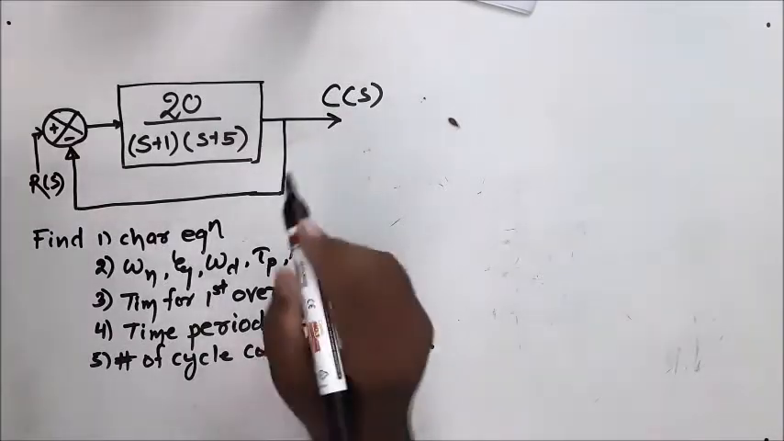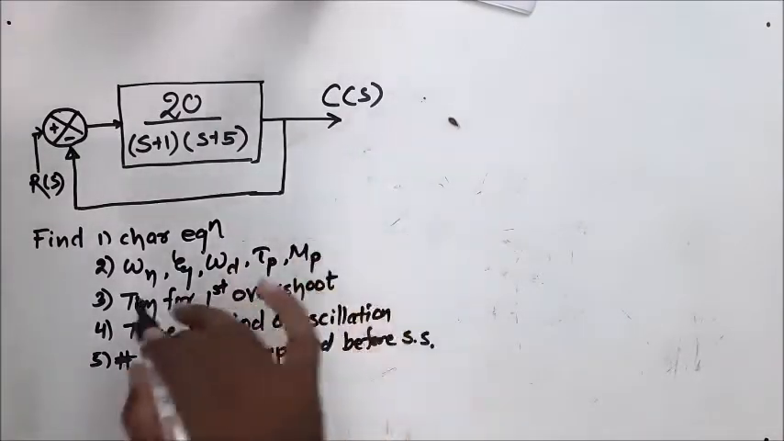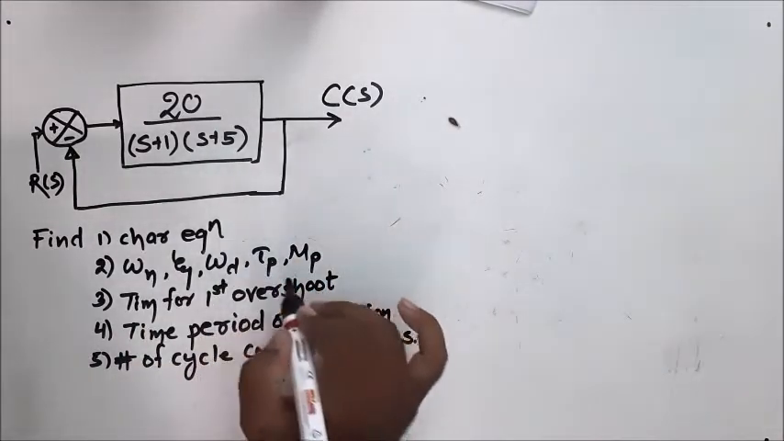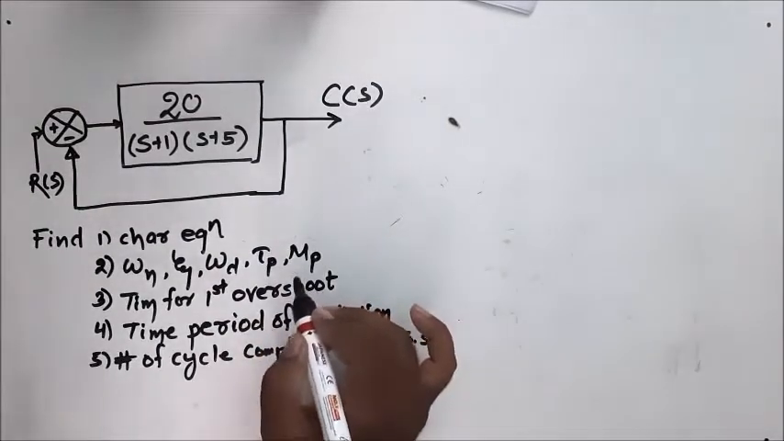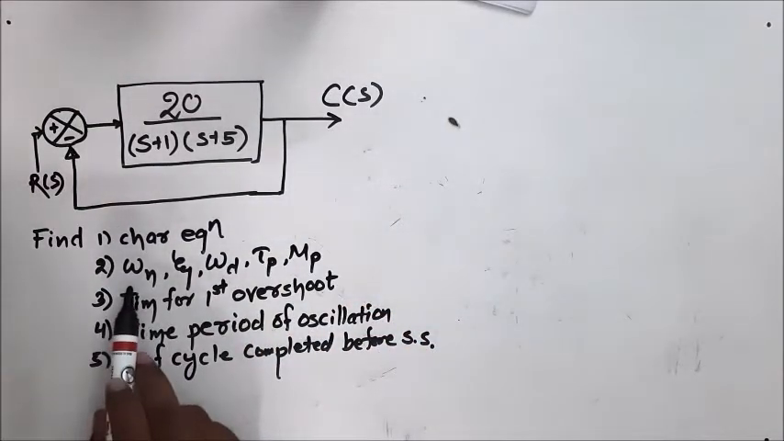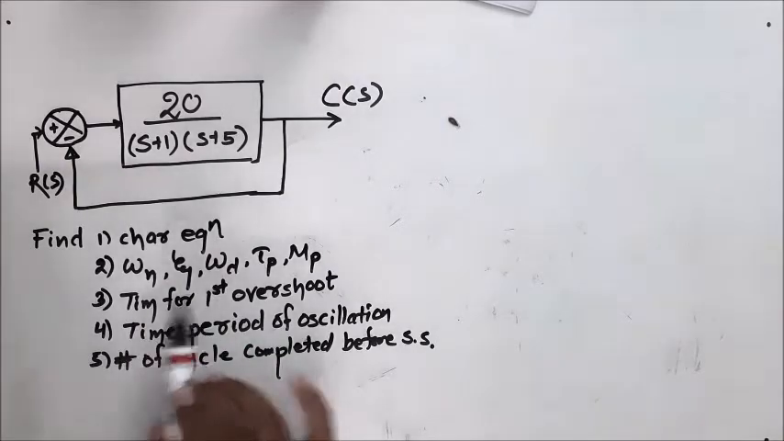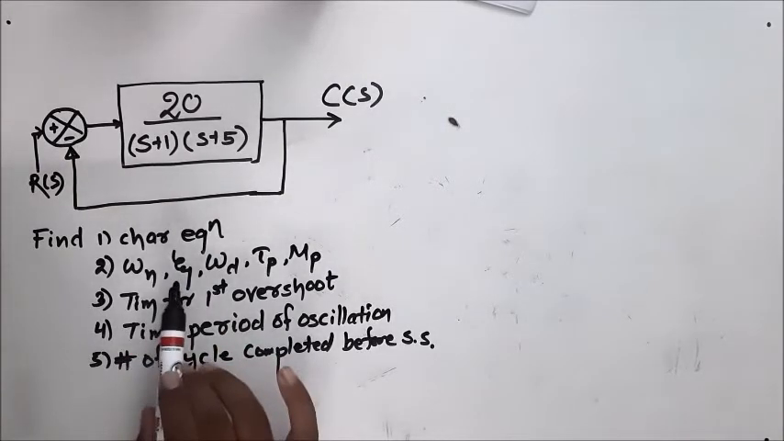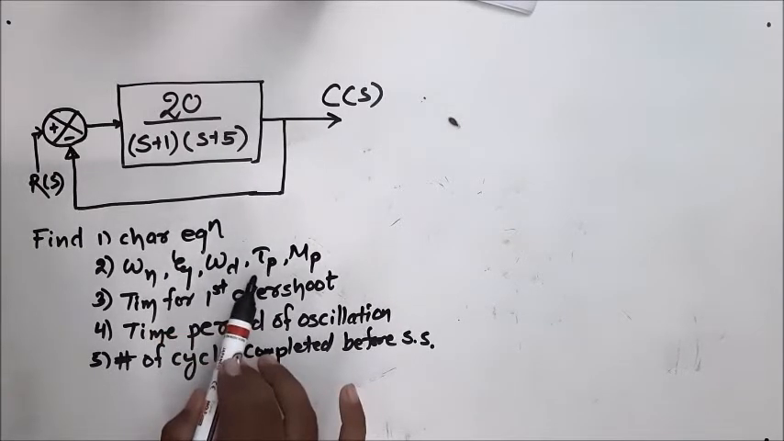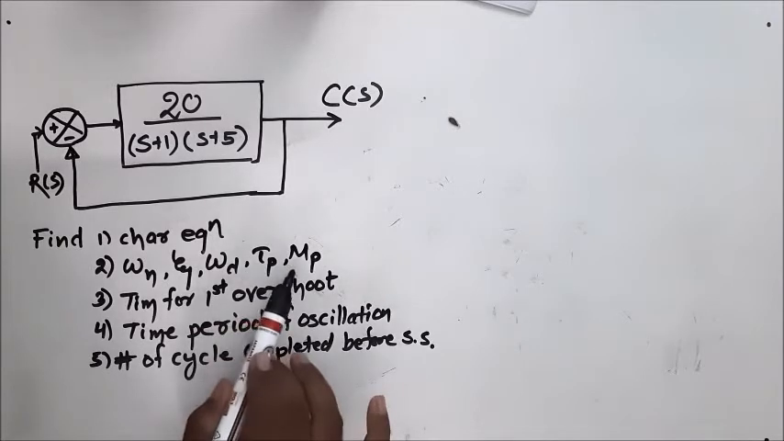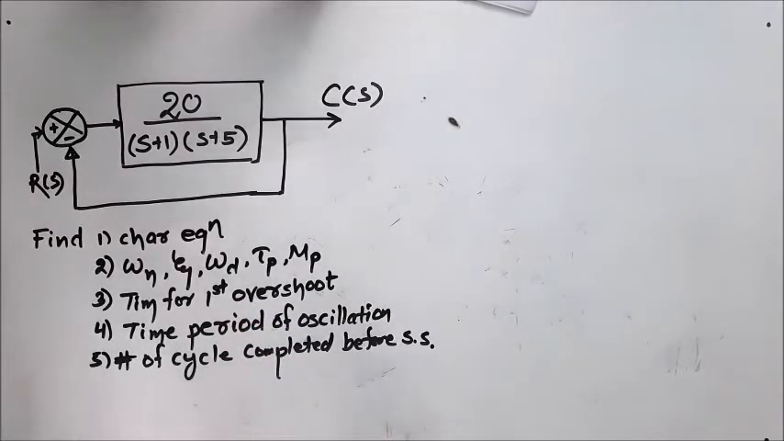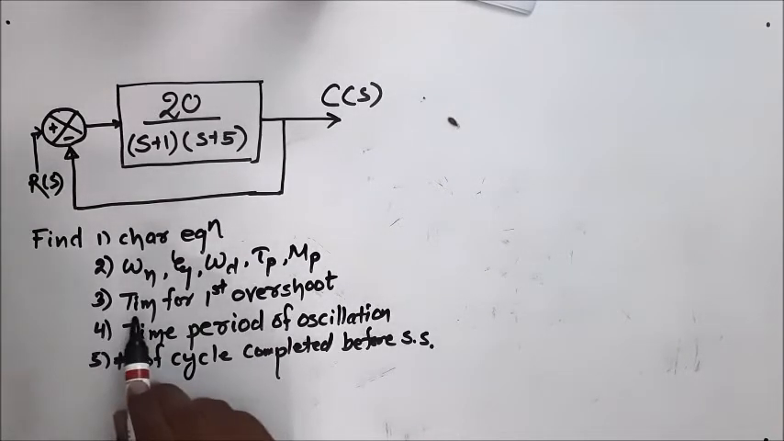So we need to find out the characteristic equation, omega n, zeta, omega d, Tp, and maximum peak overshoot. Here omega n is the natural frequency of oscillation, omega d is the damped frequency. Both are in radian per second. Zeta is the damping ratio having no unit, Tp is the peak time in seconds, and Mp is the maximum peak overshoot, that is the maximum amplitude.